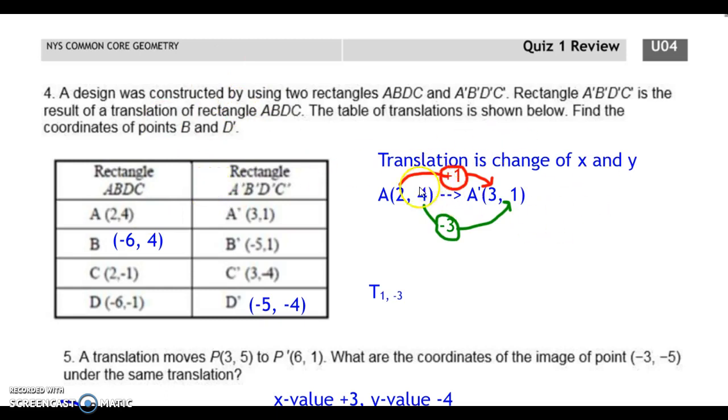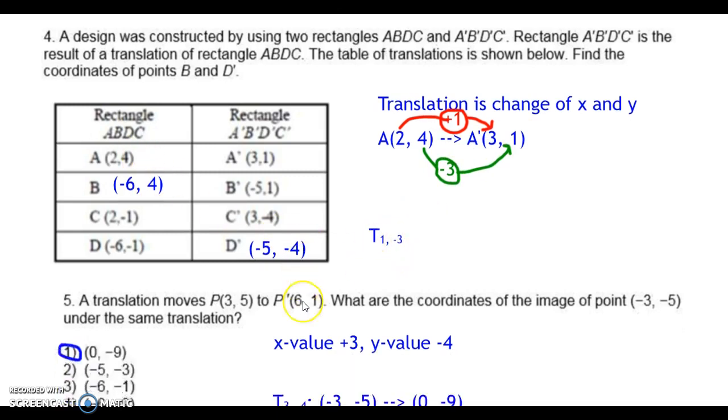All right, moving on to the second to last page here. Take a look at what we've done here. We tried to identify what the translation was. We know it's the change of x and y, and in this case, my x value went from 2 to 3. That's a +1. And then from 4 to 1, that's what happened to the y. That's a -3. So we figured out that the translation was (1, -3), and we applied that translation here.